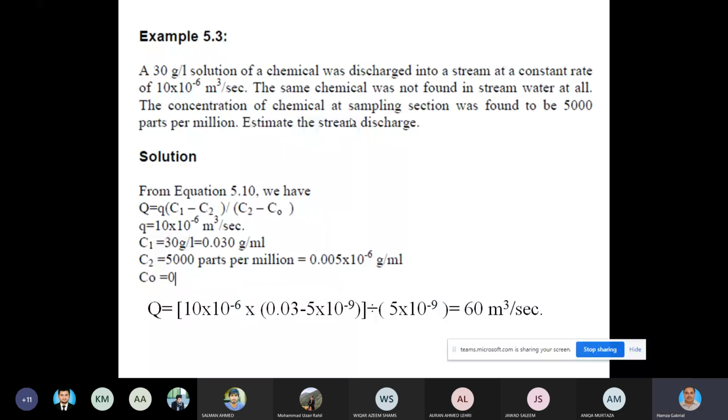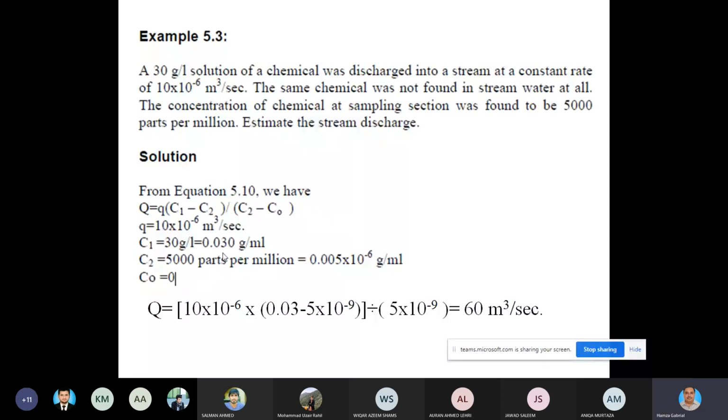So from equation 5.10, we have Q is equal to q (C1 minus C2) divided by (C2 minus C0). So C0, C naught, is the chemical which is naturally found in the stream, but in this case, there is no such chemical naturally occurring in that stream. So this value will be 0. Small q, the rate, is given to us, that was 10 into 10 to the power minus 6 cubic meters per second. So the q value is given. Now C1 was 30 grams per liter.